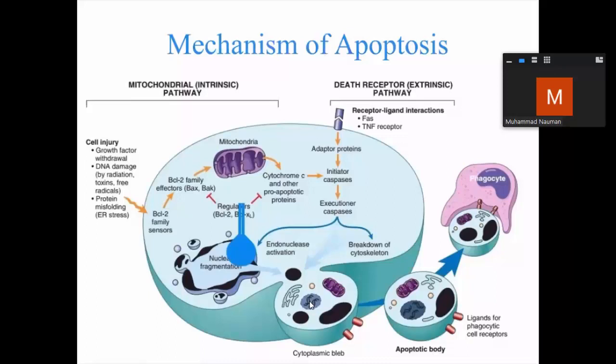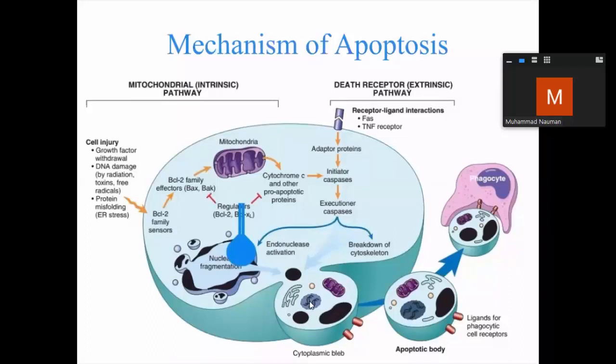They enter into the mitochondria and change its configuration. From the mitochondria, cytochrome C and other pro-apoptotic proteins get leaked into the cytoplasm. When there is cytochrome C in the cytoplasm, it activates the caspases, and there is a whole chain of caspases. The end part of the caspases are also known as the executioner caspases. These caspase proteins activate certain enzymes.